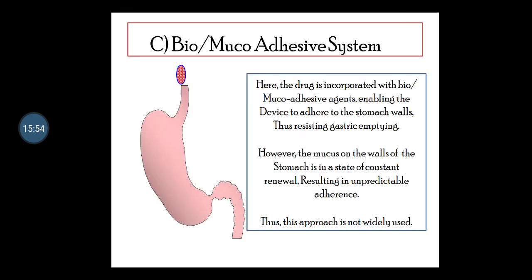Next is the bio or mucoadhesive system. Mucoadhesion is a pharmaceutically important novel solution to solve the bioavailability problem that results from too short a length of stay of the dosage form at the absorption site within the GI tract. So biomucoadhesive systems are those which bind to the gastric epithelial cell surface.